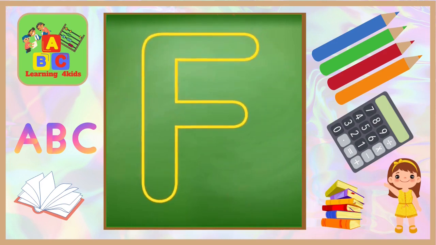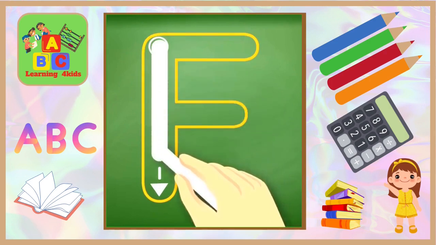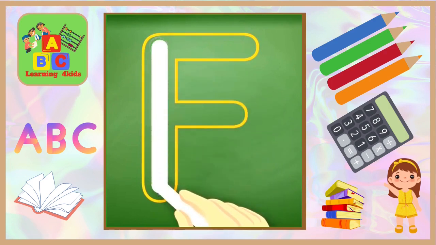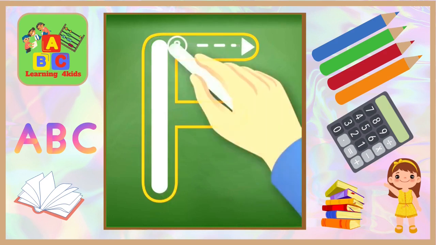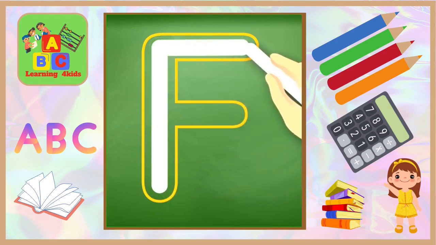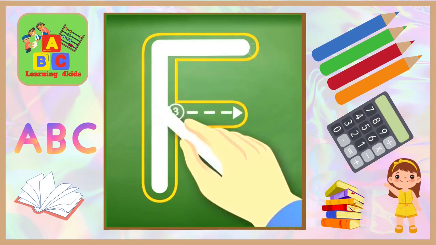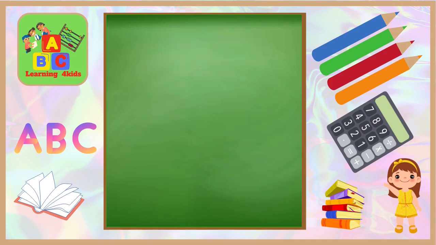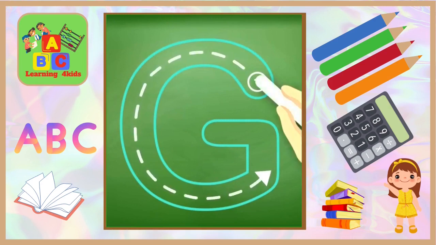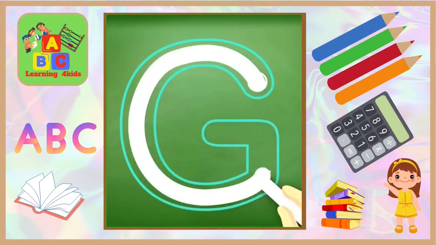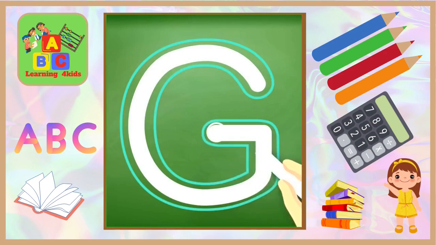Letter F. Pull down. Across at the top. Across at the middle. The next letter, G. Around, up. Pull back and across in.